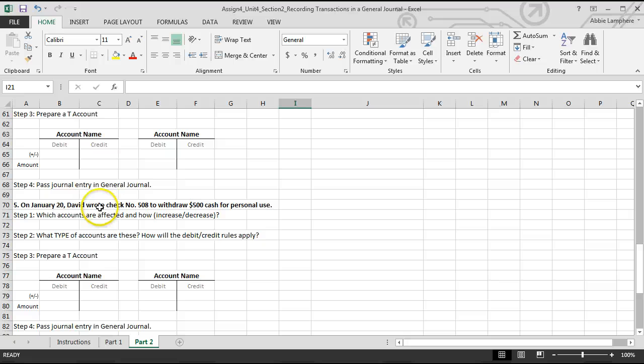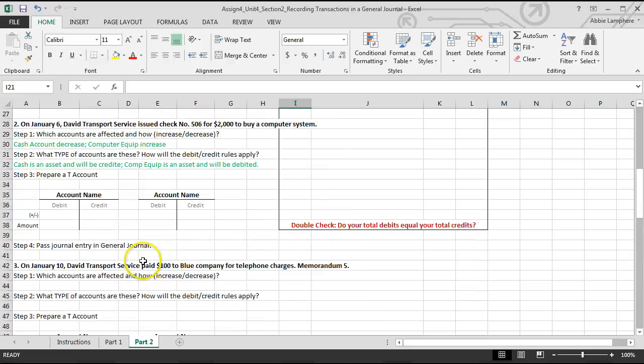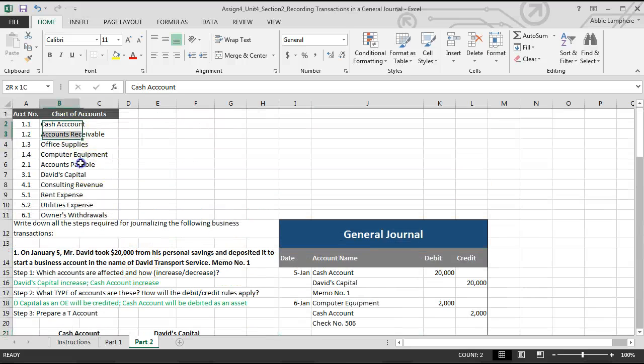On January 20th, David wrote check number 508 to withdraw $500 cash for personal use. We are withdrawing money for personal use. So looking up at this list of accounts, which account do you think a withdrawal would affect? Hopefully you are thinking this owner's withdrawal account right here. So we wrote a check. Our owner is withdrawing money to use for personal use. So we're only concerned on how it's affecting our business. So we wrote a check. That means it's coming out of our cash account and it's affecting our owner's withdrawal.